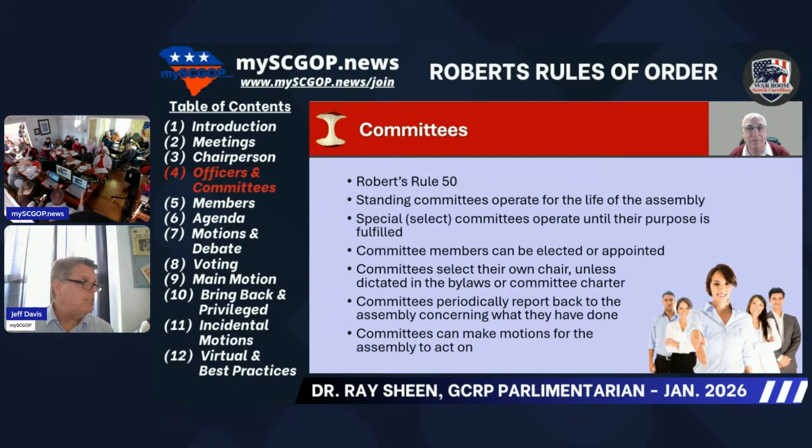The chair appoints those, but we elect 4 standing committees. And just so everybody knows, we have a bunch of other committees with the GCRP, but those other committees are not formal committees. We can set up some formals, but they're really our MAGA America First caucus committees. So it allows them to be a little more flexible in what they do.